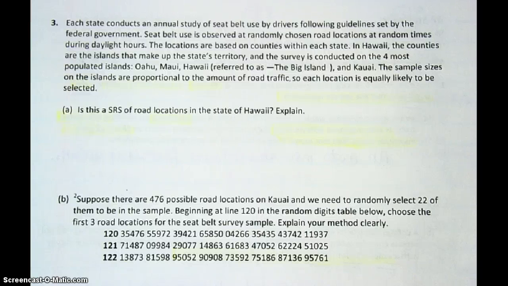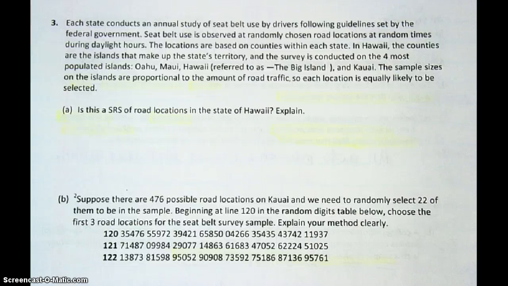Question A. Is this an SRS of road locations in the state of Hawaii? Explain. The short answer is no, it's not. The fact that they left out the less populated islands automatically denounces this as a simple random sample. A simple random sample would give every group of road locations the same chance of being chosen, regardless of what islands they may or may not be on.